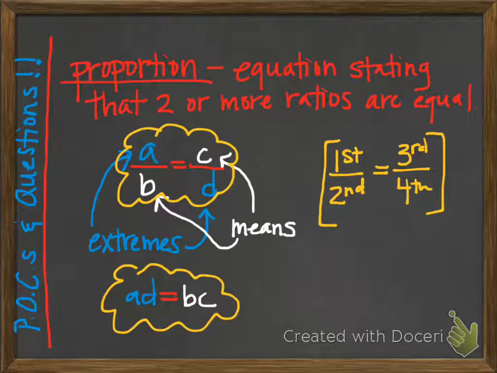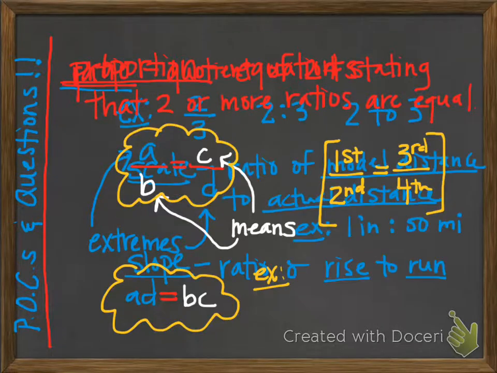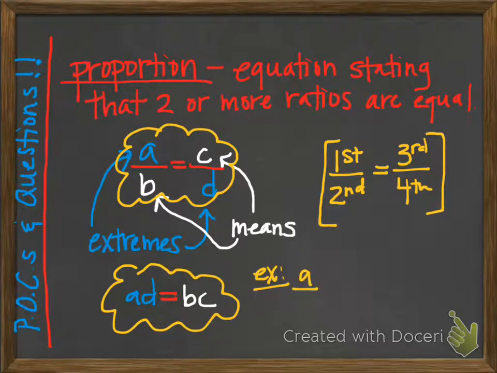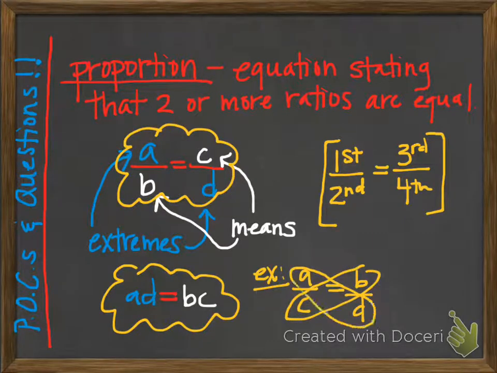So for example, if I take that proportion up at the top, as long as my cross products are going to be the same, then I'll be good. So for example, I could write that proportion at the top like A over C equals B over D. When I cross multiply or butterfly or whatever it is that you call it, I'm still going to have the same cross products as if I did it to the proportion up at the top.